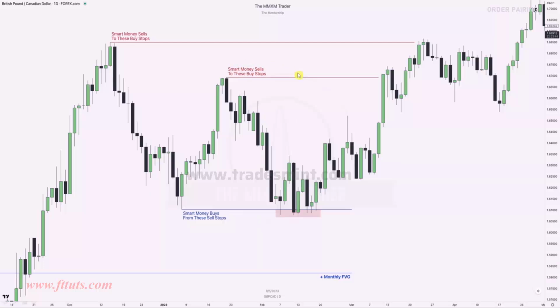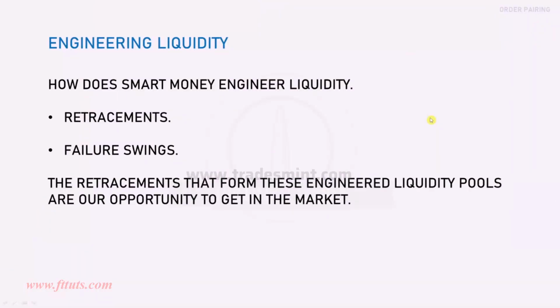Willing buyers up here, above old highs, and also above old highs over here. Now for them to offload their positions, their long positions or short positions, they need to engineer liquidity prior. So how does smart money engineer liquidity? They do this by retracements and failure swings.